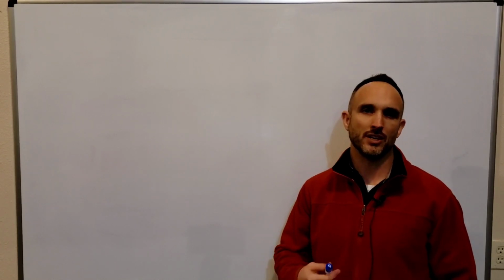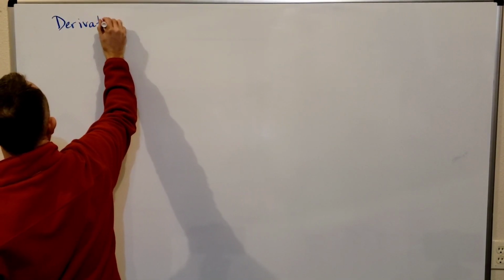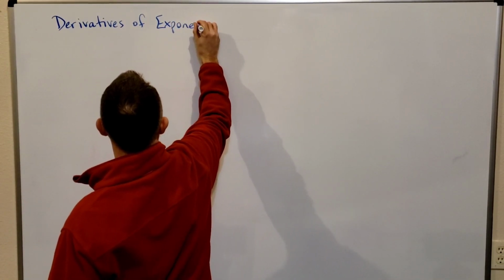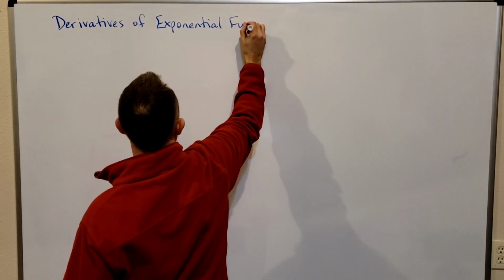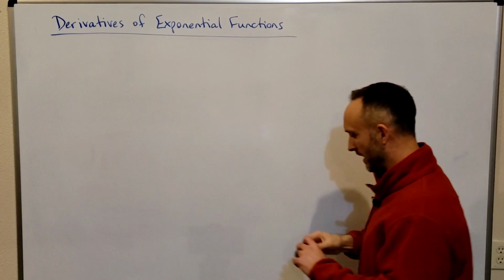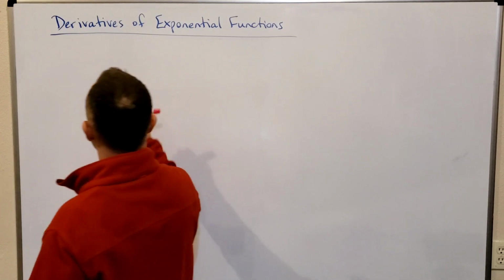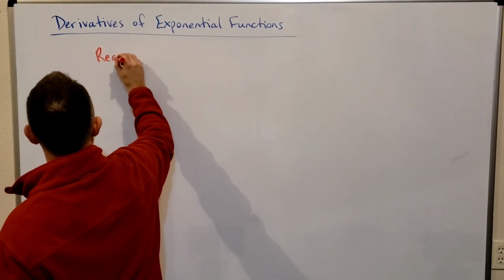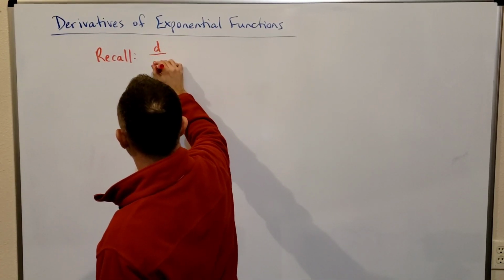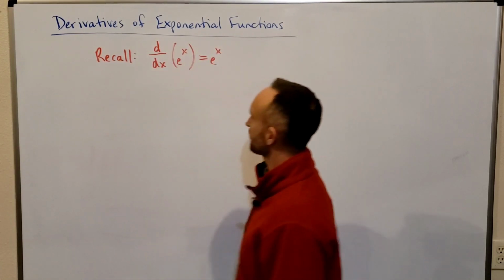Let's revisit the derivatives of exponential functions. And we'll begin by recalling the most basic derivative of an exponential function, namely the derivative of the natural exponential function. In fact, the derivative of e to the x power is just e to the x power.